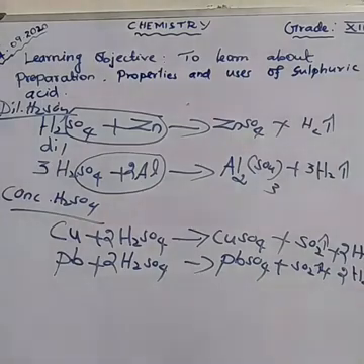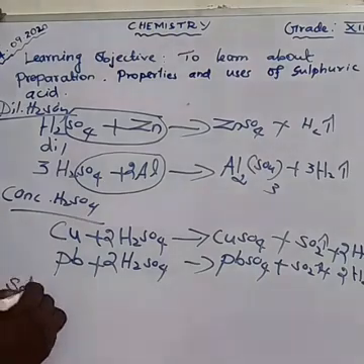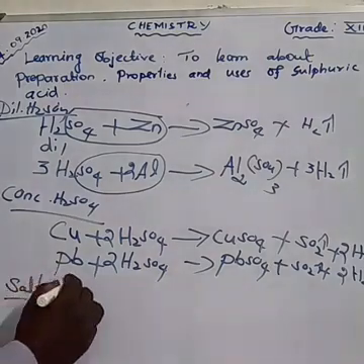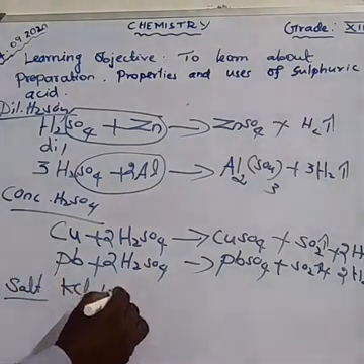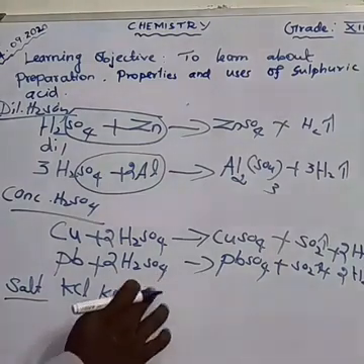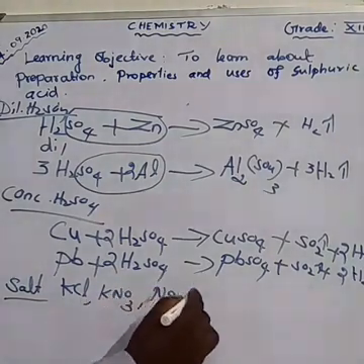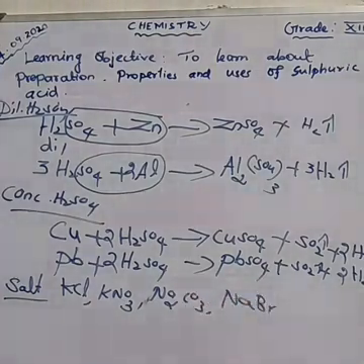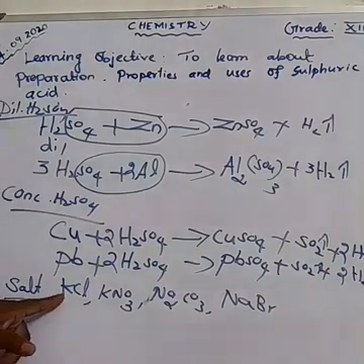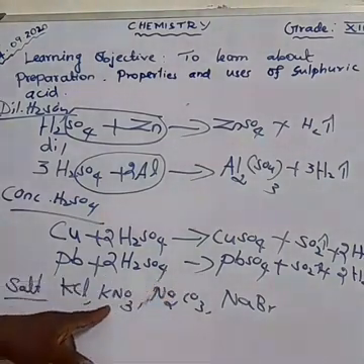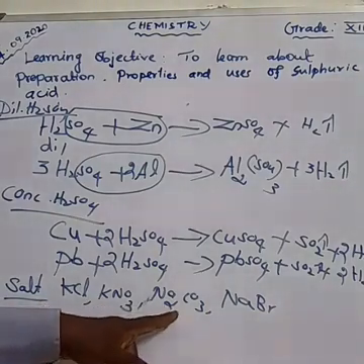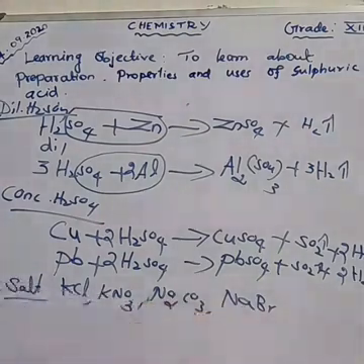Next, the reactions with salts. What are the reactions with salts? Here we are taking some salts: potassium chloride KCl, potassium nitrate KNO3, sodium carbonate, and sodium bromide. What happens when sulfuric acid reacts with KCl? With KNO3, that is potassium nitrate? With sodium carbonate? With sodium bromide? These are the questions.